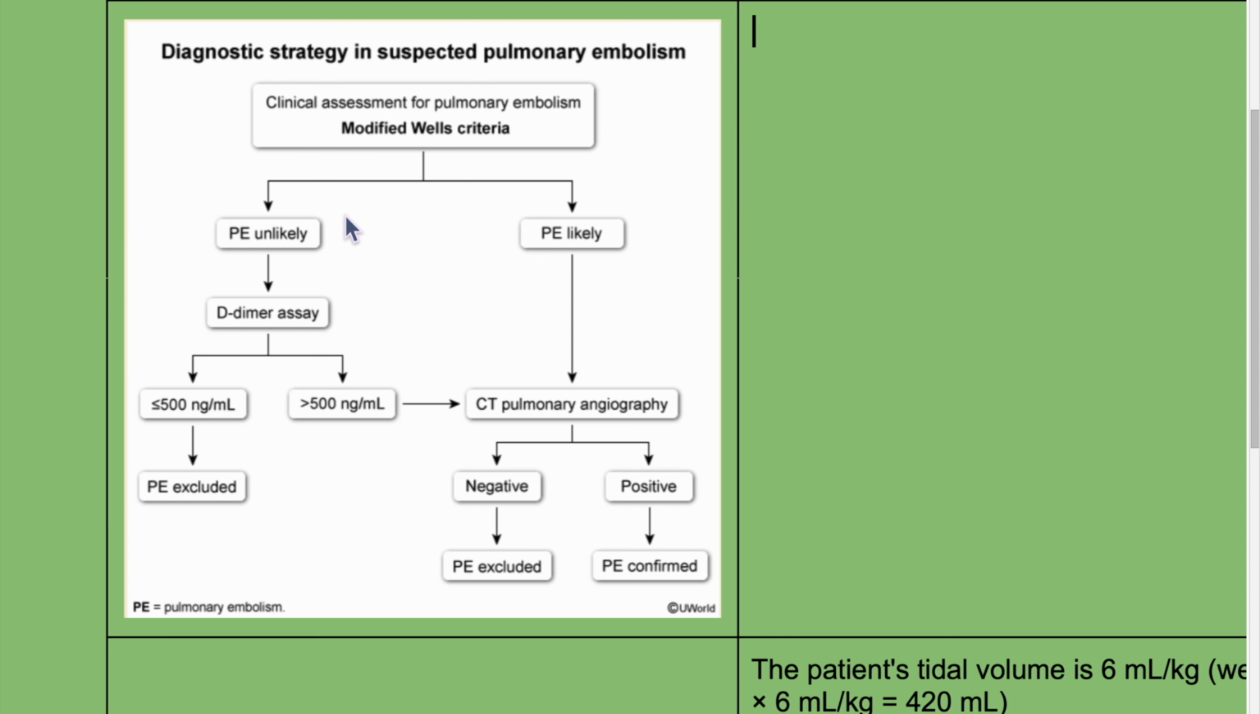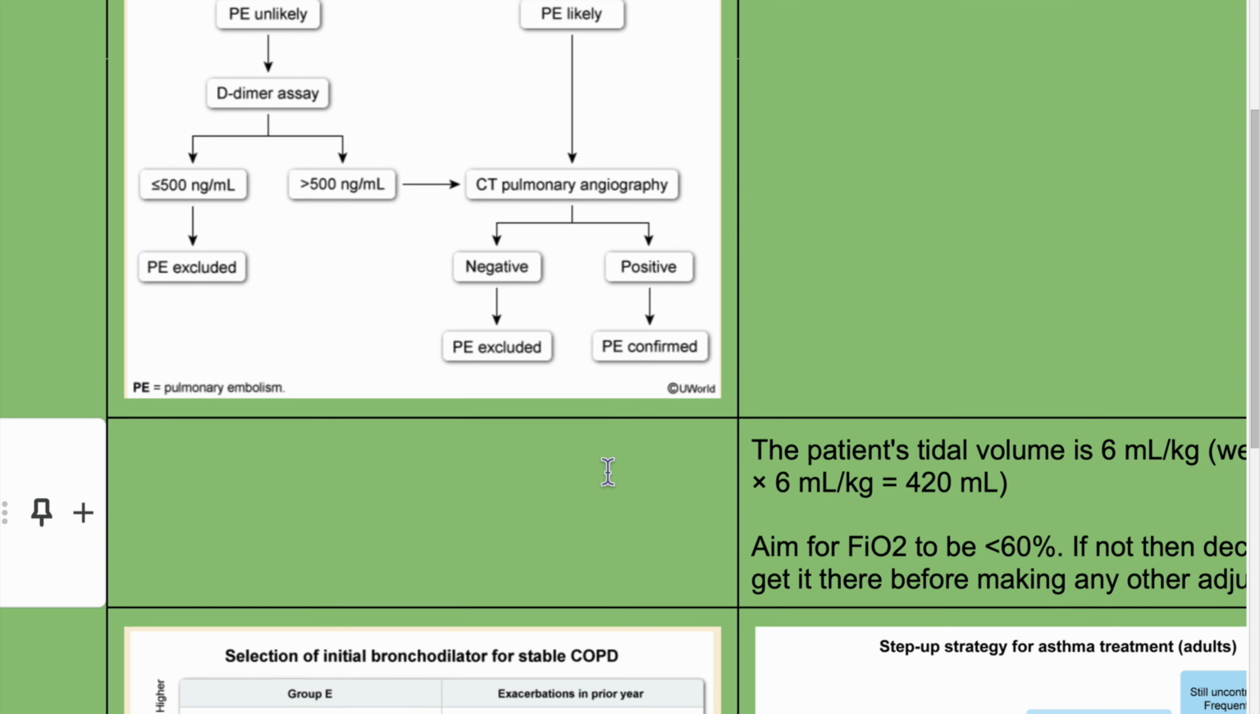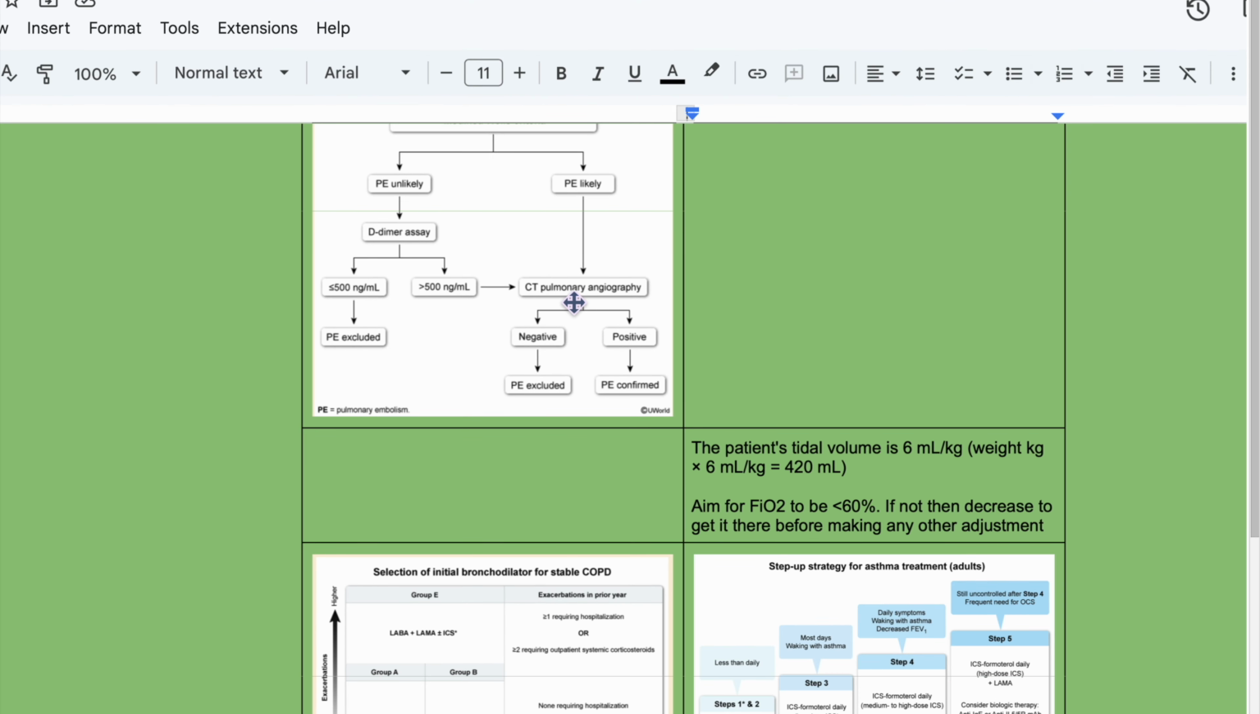like they're not a smoker, they don't have stasis, they weren't traveling or something. It seems like they shouldn't be having any of the PE symptoms, but they're having it. Then you do the D-dimer assay. And if it's less than 500, then you can exclude it. But if it's more than 500, then you go about it with CT scan as well, angiography. Okay. So here the important part is CT pulmonary angiography.